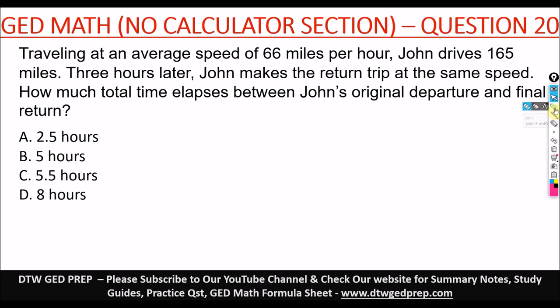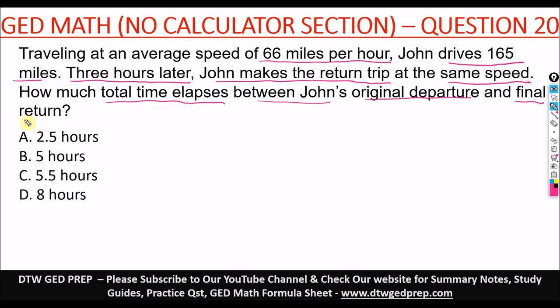Finally, in our no calculator section question, we have this question here. It says, traveling at an average speed of 66 miles per hour, John drives 165 miles. 3 hours later, John takes the return trip at the same speed. How much total time elapses between John's original departure and final return? So the total time that elapsed.